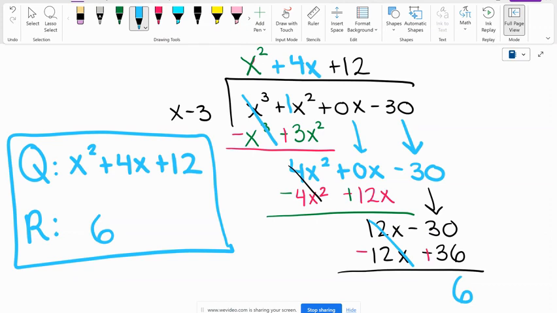So you all tell me, is x minus 3 a factor of x to the third plus x squared minus 30? No. Good. Why no? Because it has a remainder. It has a non-zero remainder, so it is not a factor.